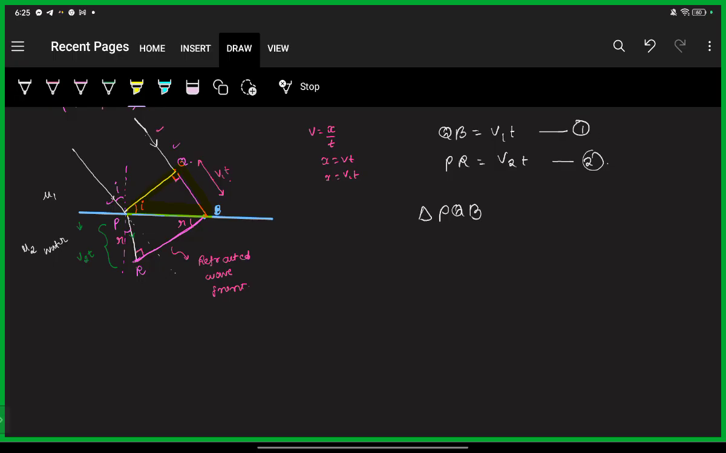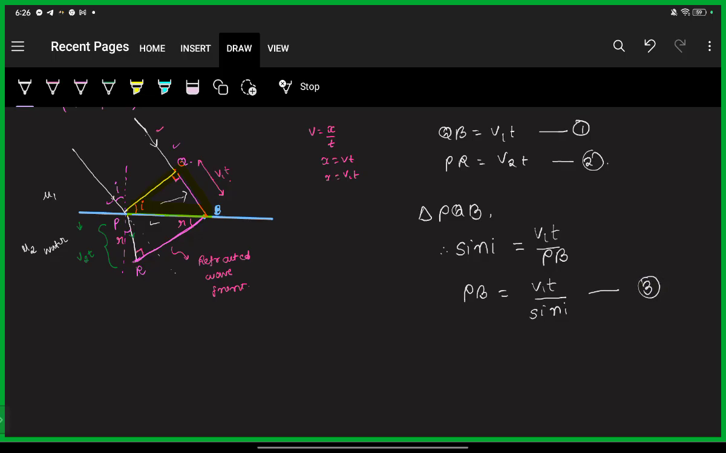In this triangle, we can write sine I is equal to what? This is an acute angle, that means this is the opposite side, right? So it would be V1T divided by the hypotenuse, yes or no? And this PB is our hypotenuse, right? So V1T over PB. That means PB is basically V1T divided by sine I. This is equation number 3.